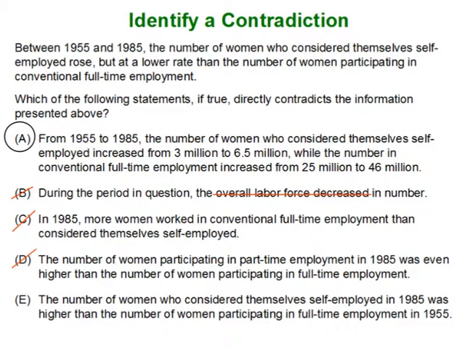With answer choice E, again, the number who considered themselves self-employed was higher than the number participating in full-time employment in 55. Lots of sand in your eyes, as I like to think of it. Smoke and mirrors here, trying to spook us and confuse us regarding the number. But if we're really clear in our analysis and what the statement above is actually saying, the only claim made is that the number increased at a lower rate. So these various comparisons in C, D, and E between the number of these women at certain times has absolutely nothing to do with the claim that's being made.